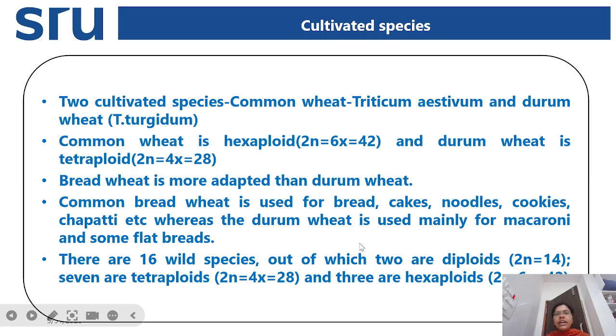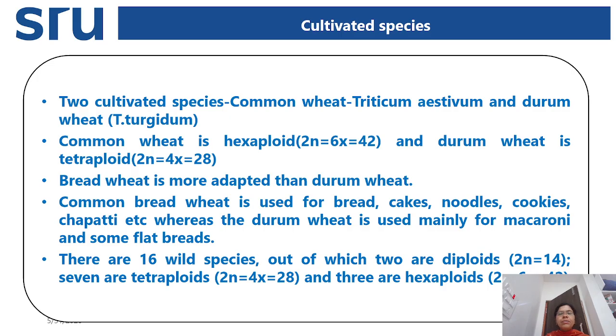So this is about the cultivated species. We are having two cultivated species in the wheat, that is Triticum aestivum and Triticum durum. Triticum aestivum is the hexaploid and Triticum durum is the tetraploid. Hexaploid has the chromosome number 42, whereas tetraploid has the chromosome number 28. Out of the two cultivated species, the bread wheat is more adapted than the durum wheat, and the bread wheat is mostly used for making breads, cakes, noodles, cookies, and chapatis, whereas durum wheat has less usage, which is used for making macaroni and some of the flat breads.